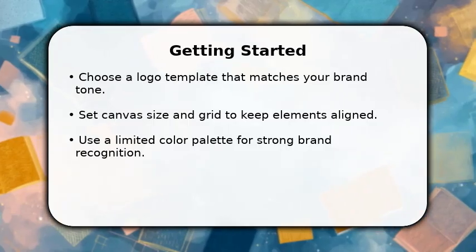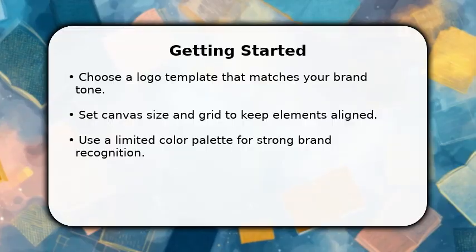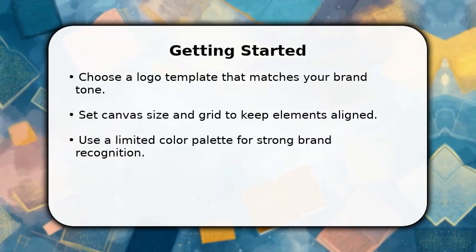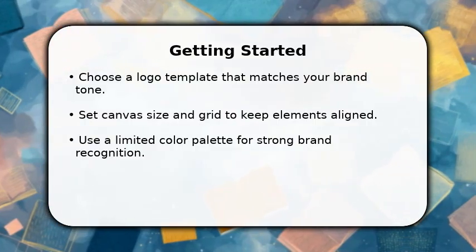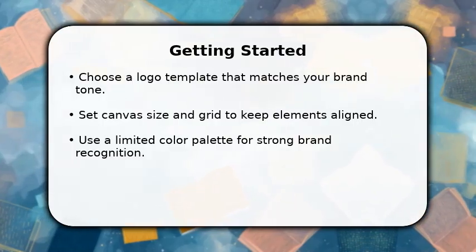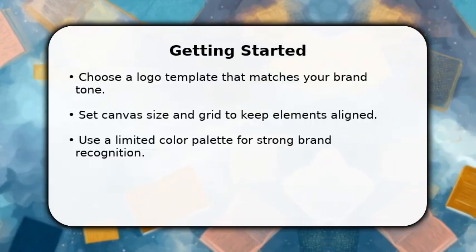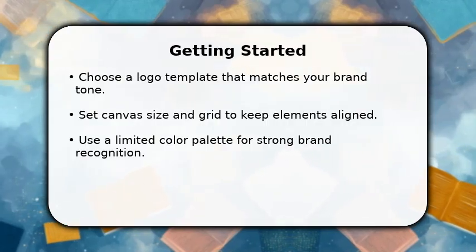In this video, I will show how to use Canva for logo making. Open a logo template, set your canvas size, and define a clear brand concept before adding shapes or text. Start with simple elements, align using grids, and pick 2 or 3 colors that work well together. Keep typography bold and readable. Export drafts in PNG and SVG to compare quality and scalability for different uses.